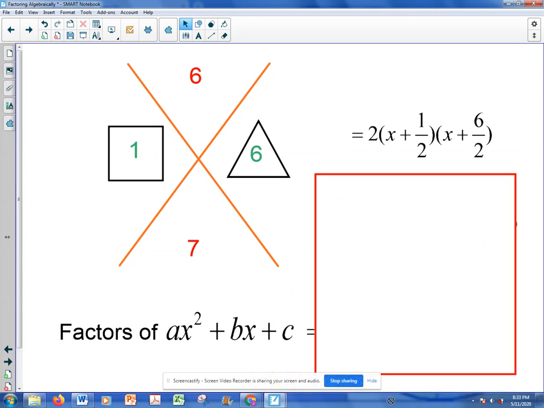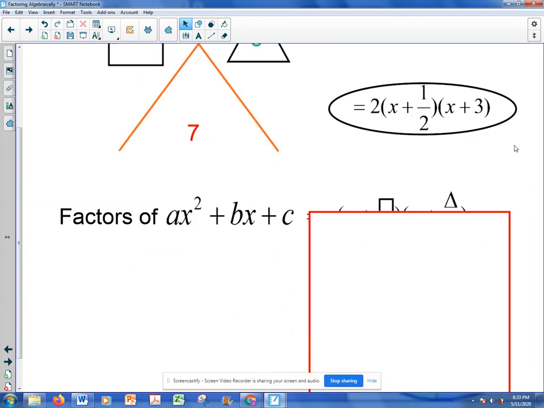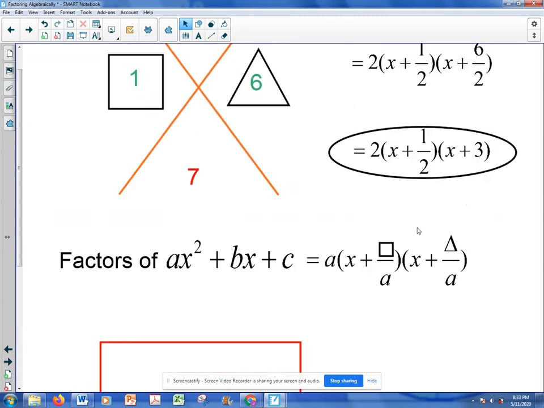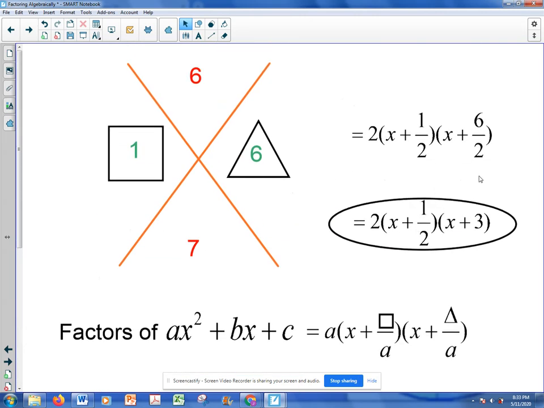Please notice that the 6 over 2 will reduce down and we get a plus 3 over here. So these are the factors. And if I multiply that 2 in, you see you get 2x plus 1, which is my other factor. These are a little bit better because they show us where the roots are, but we'll get into that later.